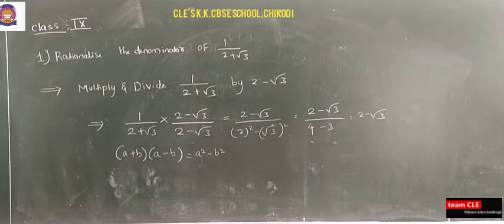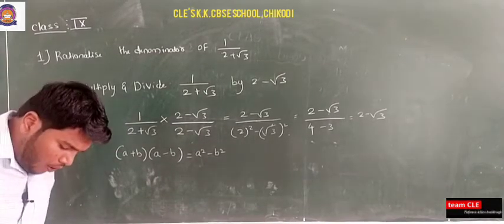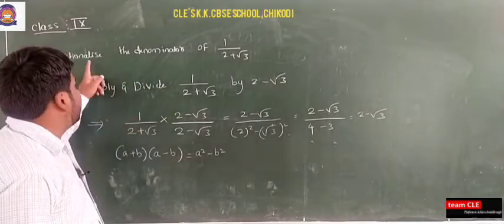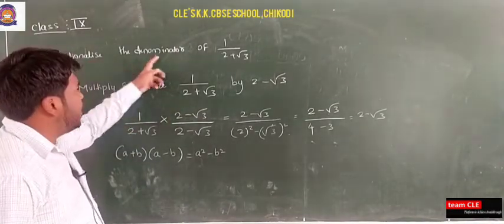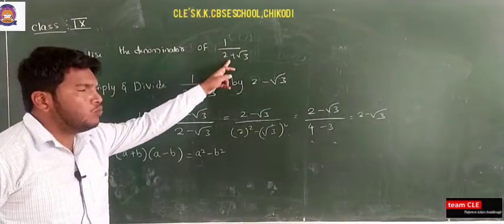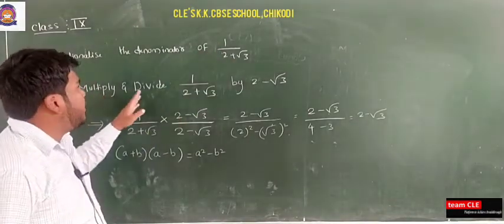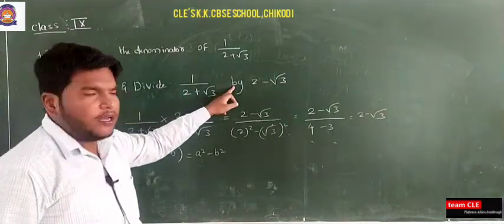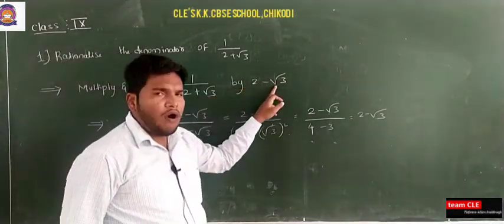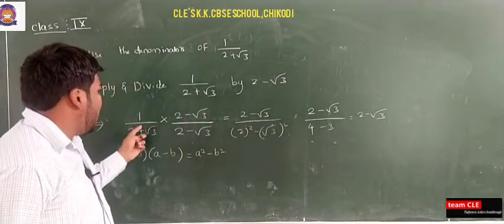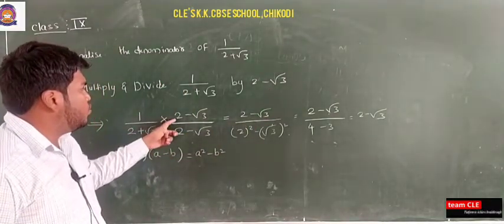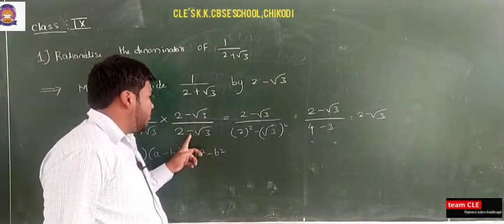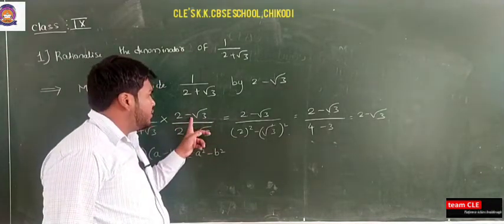Now I am going to solve one more question from this concept, that is rationalize the denominator. First of all, see the concept of what I did. Rationalize the denominator of 1 by 2 plus root 3. First multiply and divide 1 by 2 plus root 3 by 2 minus root 3, the same denominator with the sign changed.